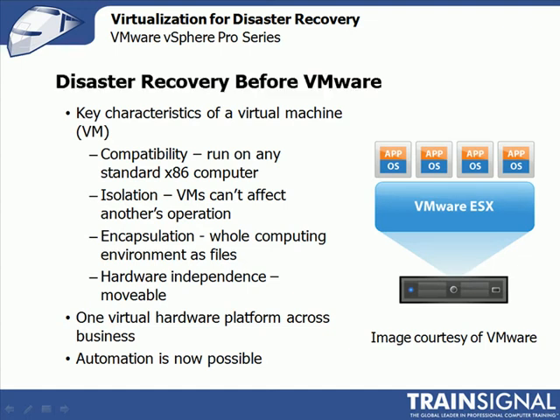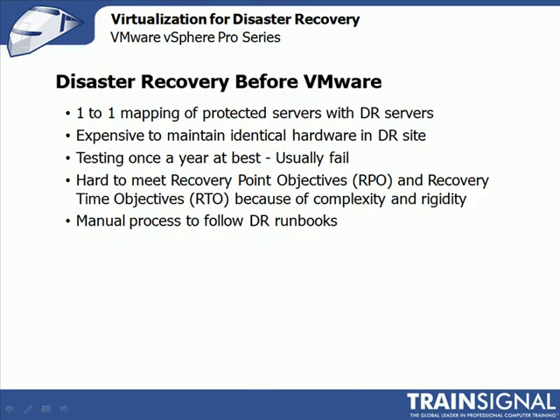Before we dive into covering SRM, it's good to remember what our DR capability was like prior to virtual machine technology. We required a one-to-one mapping of protected servers with DR servers. This was because it was the easiest way to ensure that the restore from tape would have the best chance of succeeding. This is due to the fact that the restore would contain hardware-specific information, and having identical hardware reduced the chance of conflicts there.